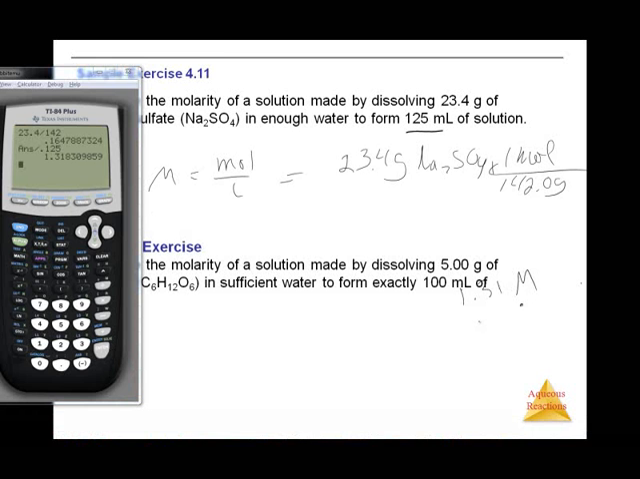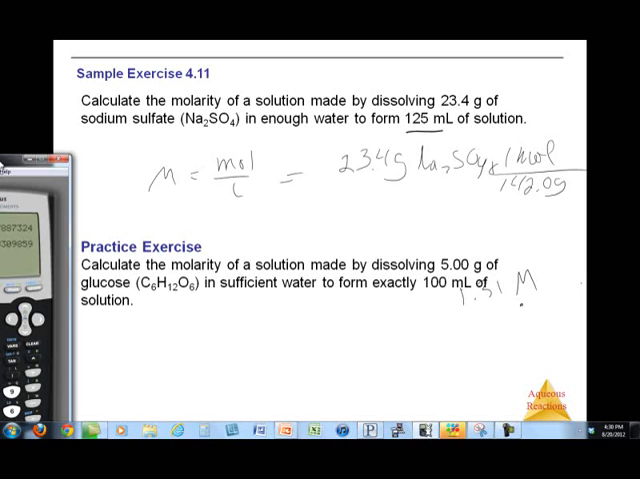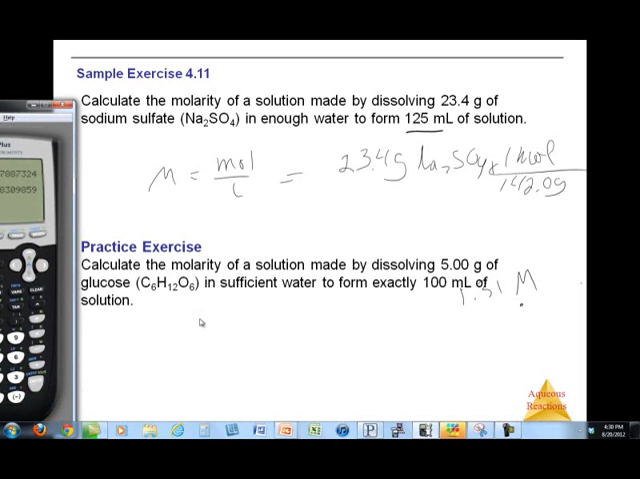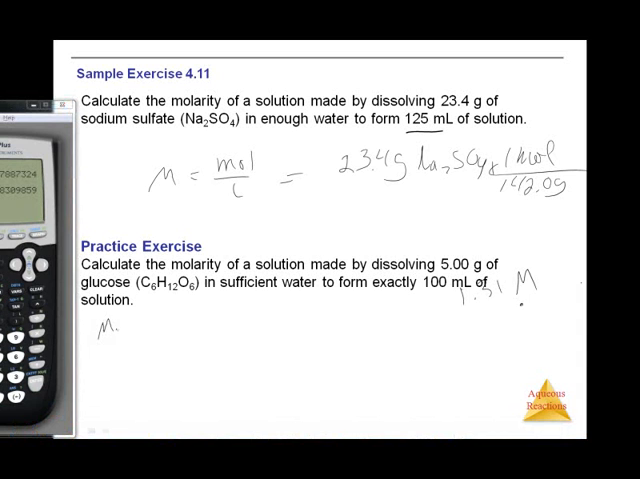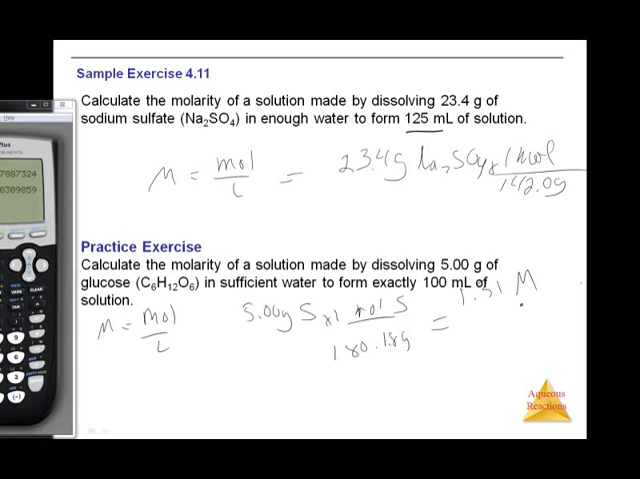Take a look at the next one. Calculate the molarity of a solution made by dissolving 5 grams of glucose in sufficient water to form exactly 100 milliliters of solution. So again, big M is moles over liters. I have 5.00 grams, I'm just going to say, of sugar, and 1 mole of sugar, if you get the molar mass, I got 180.18 grams.